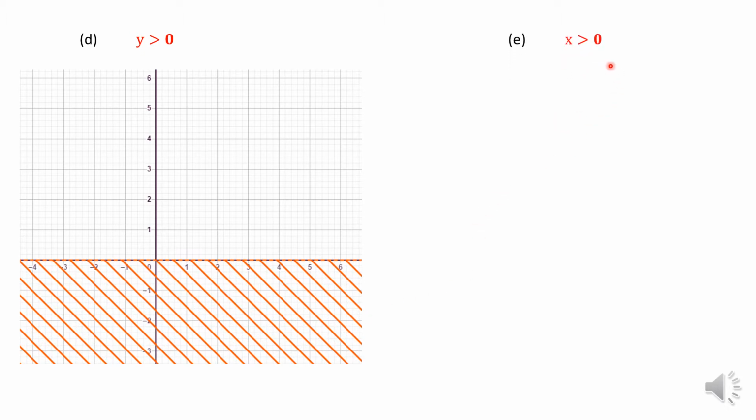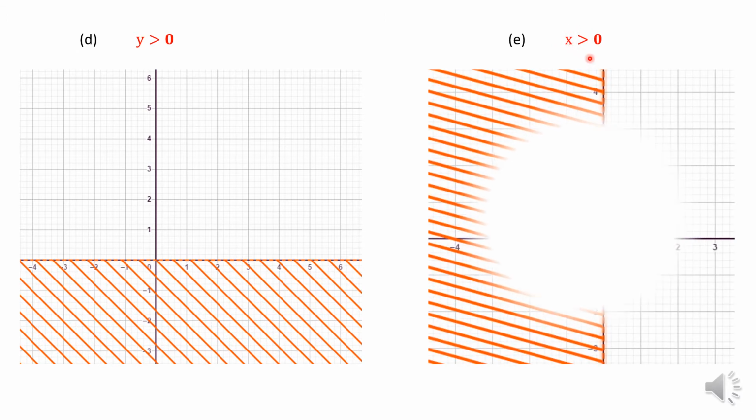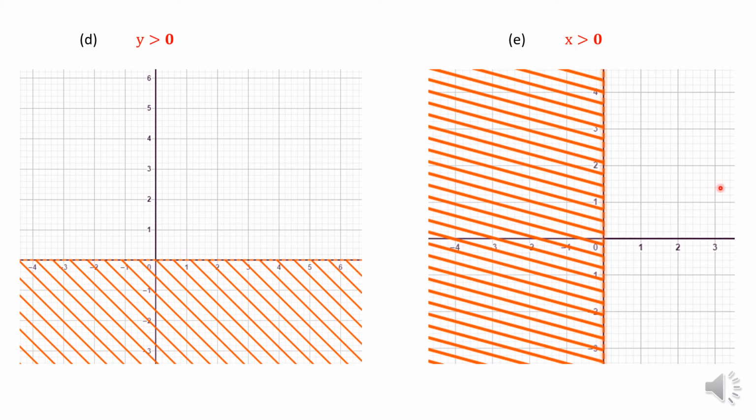And x is greater than 0. This is nothing but the y-axis, but you have to be careful here. We're looking for x is greater than 0. Now, all the values greater than 0 are to the right of the line. So then you shade the left side, which is the unwanted region. And in both these instances, you are supposed to have a broken line.